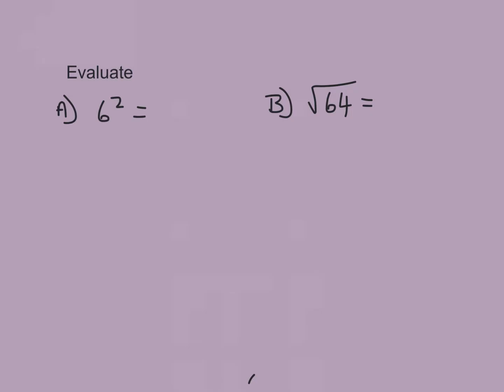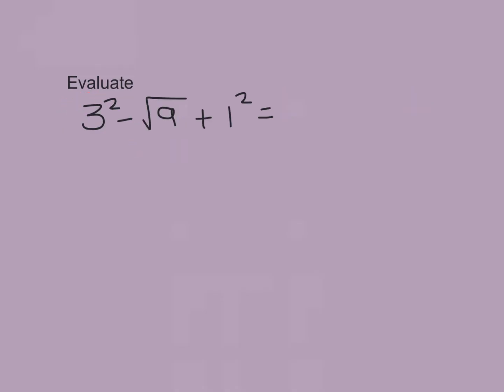Okay, how'd we go? Well, let's have a look at 6 squared first. 6 squared is the same as 6 by 6, so 6 by 6 is 36. Well done. And what about this one over here, the square root of 64? My immediate question to myself is, what multiplied by itself is going to give me 64? And I know my times tables. I know that 8 eights are 64, therefore 8 is the square root of 64.